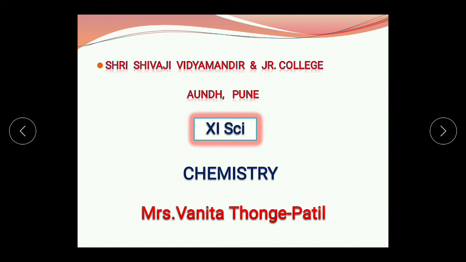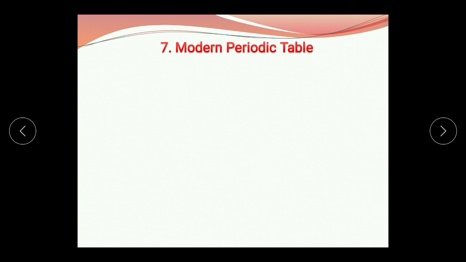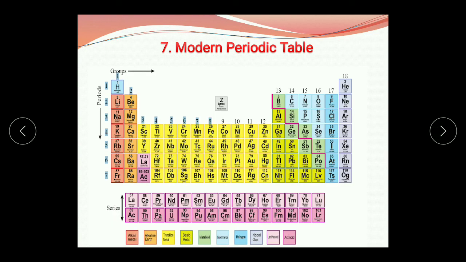Today, we are going to start with lesson number 7 of your syllabus, that is modern periodic table. So, let us have a look at this table. This is your modern periodic table. You have been introduced to this table in your school days only because this is the base of chemistry.